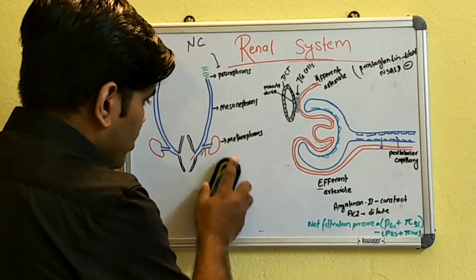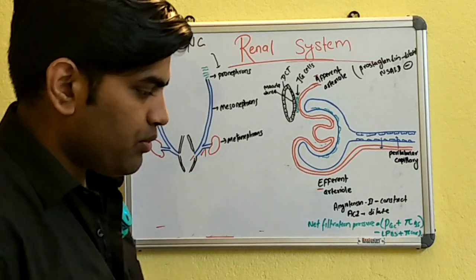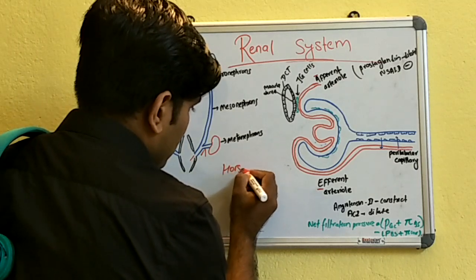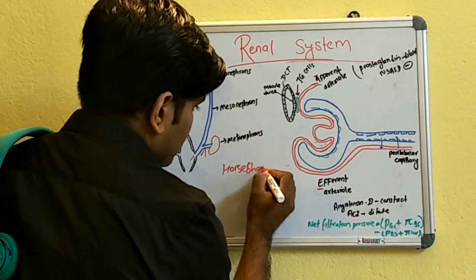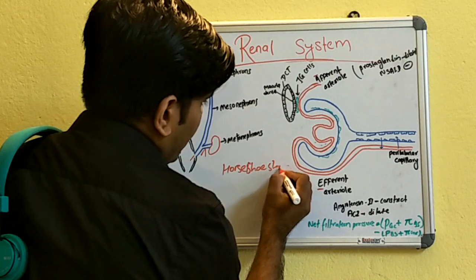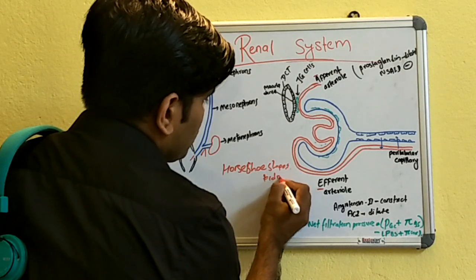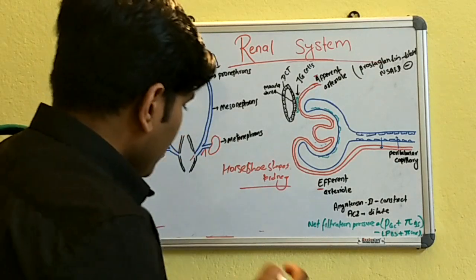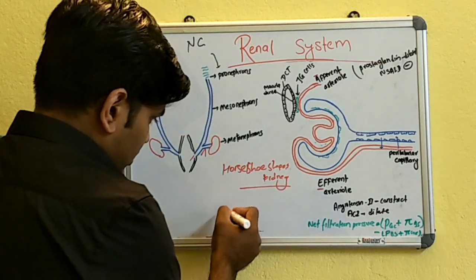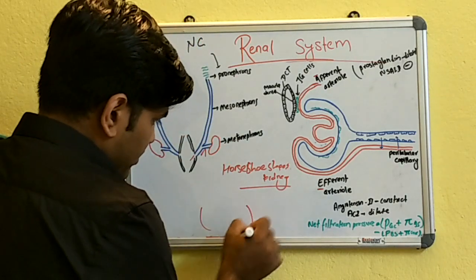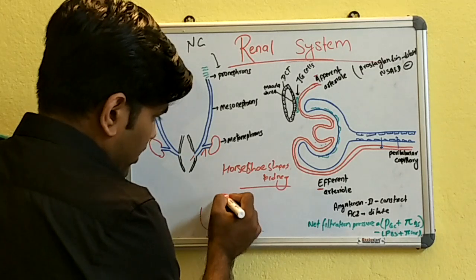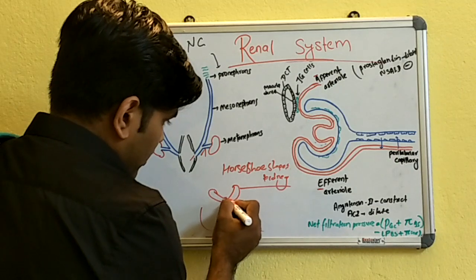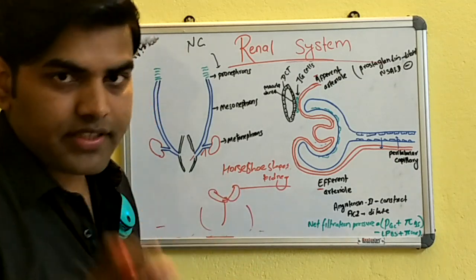Now what are the remaining? One is the horseshoe shaped kidney. What is the horseshoe shaped kidney? It is actually nothing. During development, the kidney is in the pelvic region and it ascends. When it ascends, if the posterior poles of both kidneys fuse, then it becomes a horseshoe shape.